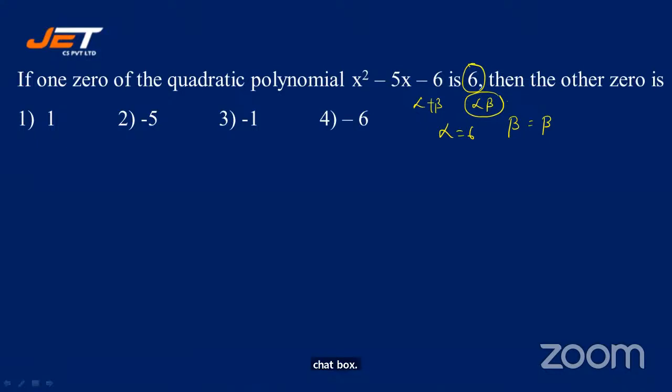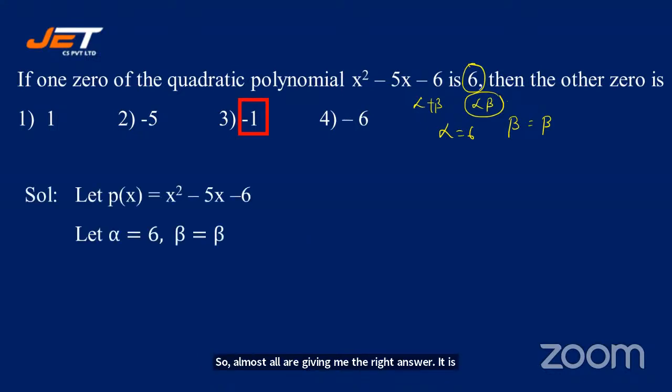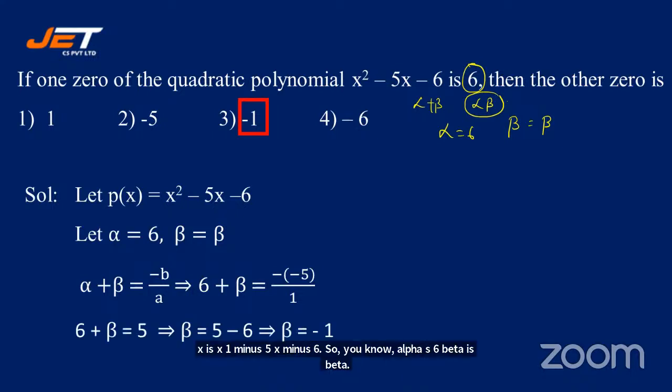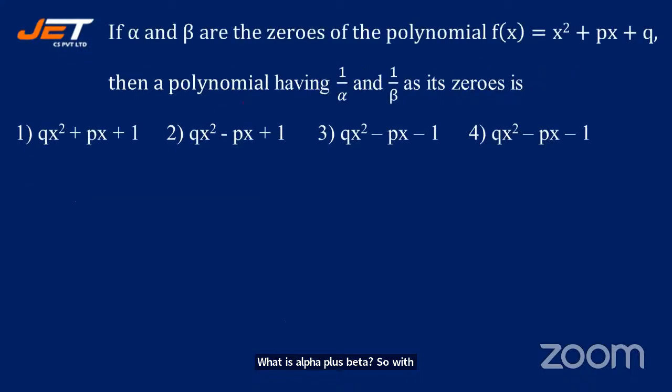Okay. Akhilesh, you're right. Bhavna, check your answer. Shalini, you're right. Mani Teja, you're right. Kumari, you're right. So almost all are giving me the right answer. It is option 3, minus 1. How? P of x is x square minus 5x minus 6. So we know alpha as 6. Beta is beta. What is alpha plus beta? With that, you are getting beta as minus 1. All right, students? Excellent.